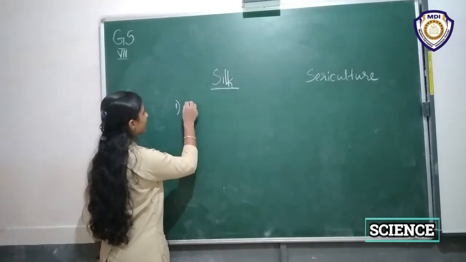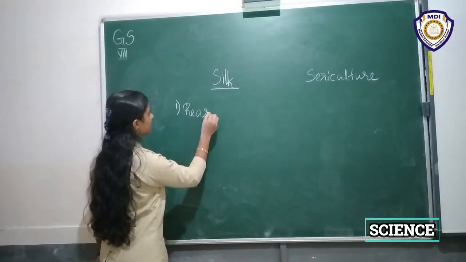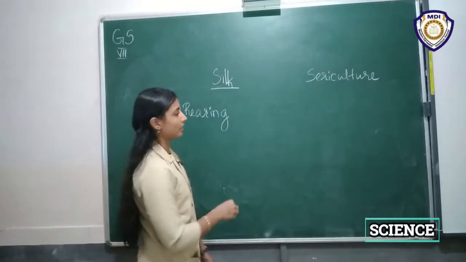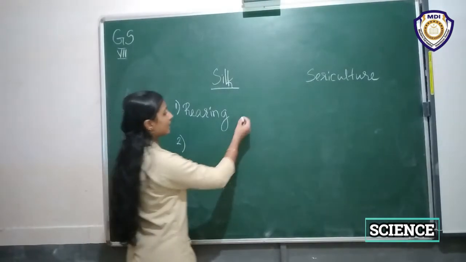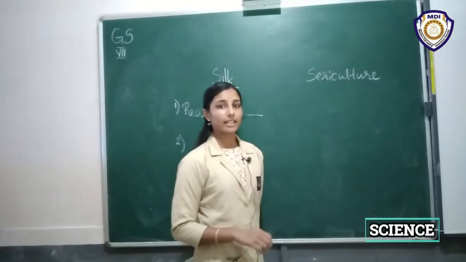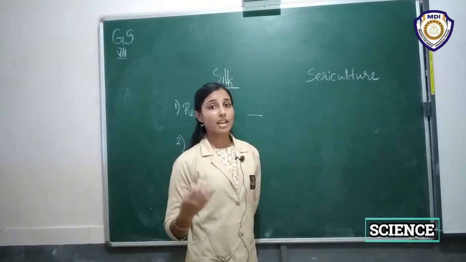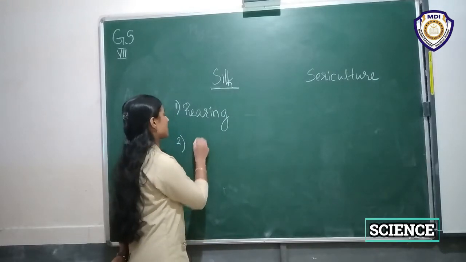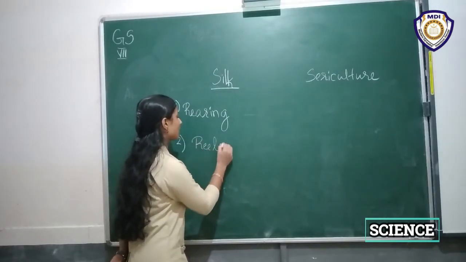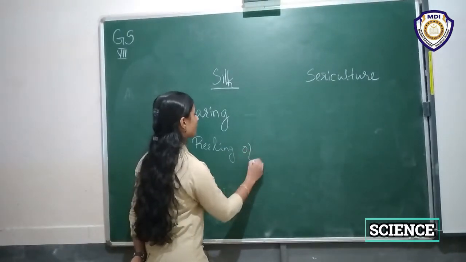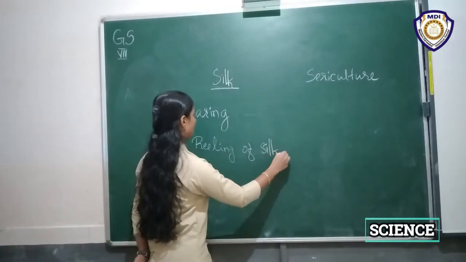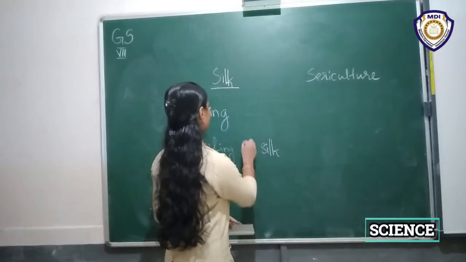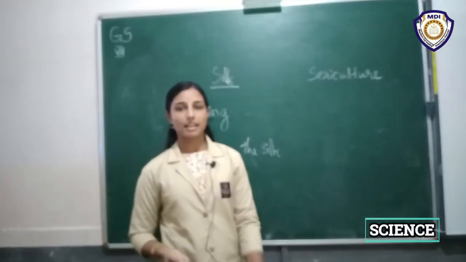First we have to rear the silk moth. That is rearing. Okay. First thing is rearing. And this rearing is done during what season? When the mulberry bears fresh leaves. That is when rearing is done. And the second stage is what? Reeling of silk, or reeling the silk. That is the second stage.